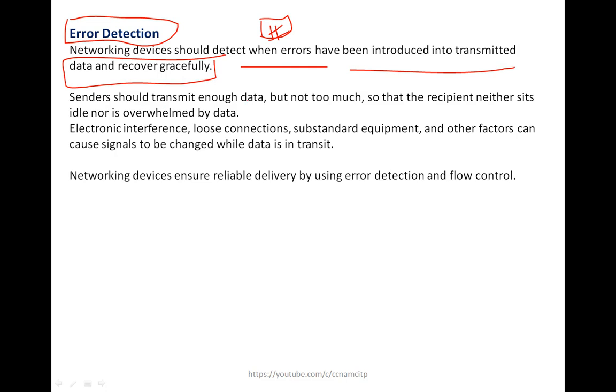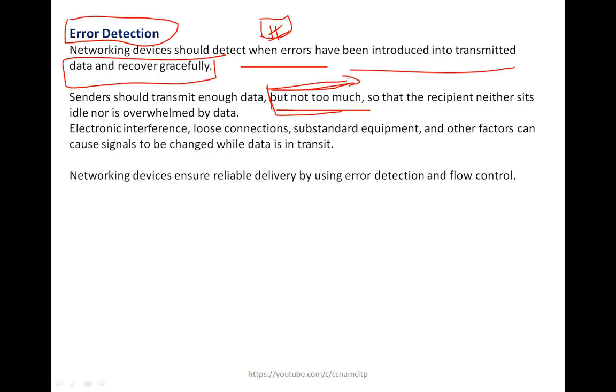Now the sender should transmit enough data, but not too much data, so that the recipient neither sits idle nor is overwhelmed by data. So the sending device should send the required data only. It should not send very heavy data or too much data, so that the recipient device can receive the data easily. It should not wait longer to receive the rest of the data, or have to worry about the speed of the data, how fast the data is coming, something like that.